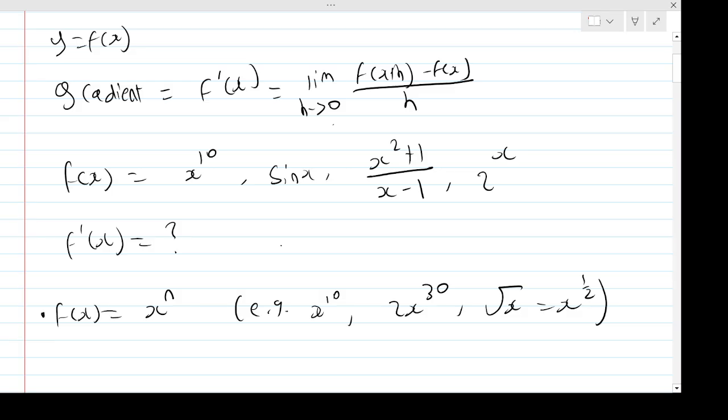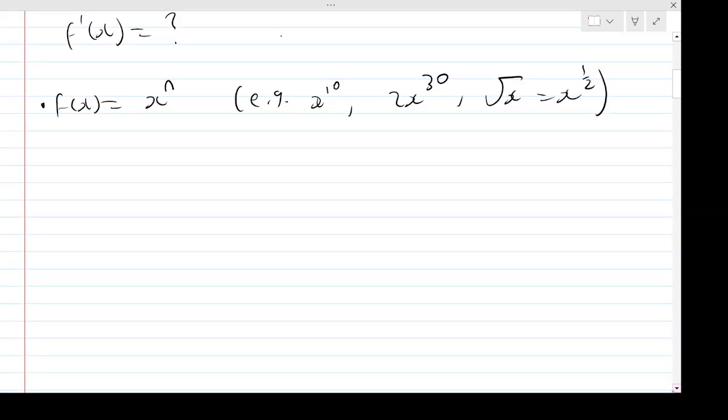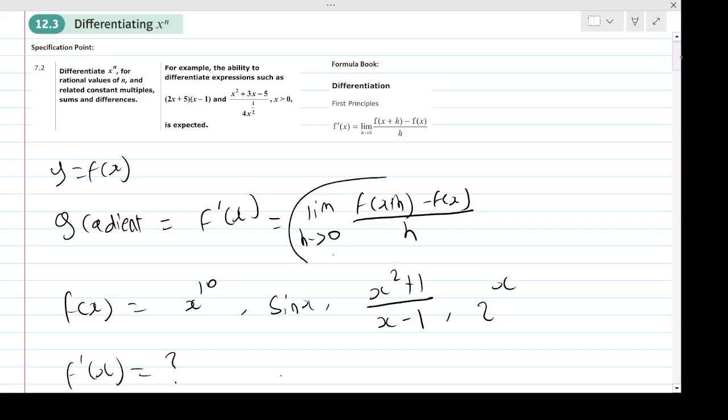So that's my first type of function I'm going to look at, and that's what we'll be looking at in AS in year 12. In year 13 we will look at other types of functions to differentiate, okay? But we're going to start off with x to the power of n first of all. So again, this is my function, f of x is x to the n. Okay, so what's the gradient going to be? What's f dash of x going to be? So again, we're going to use first principles, my definition here, okay?